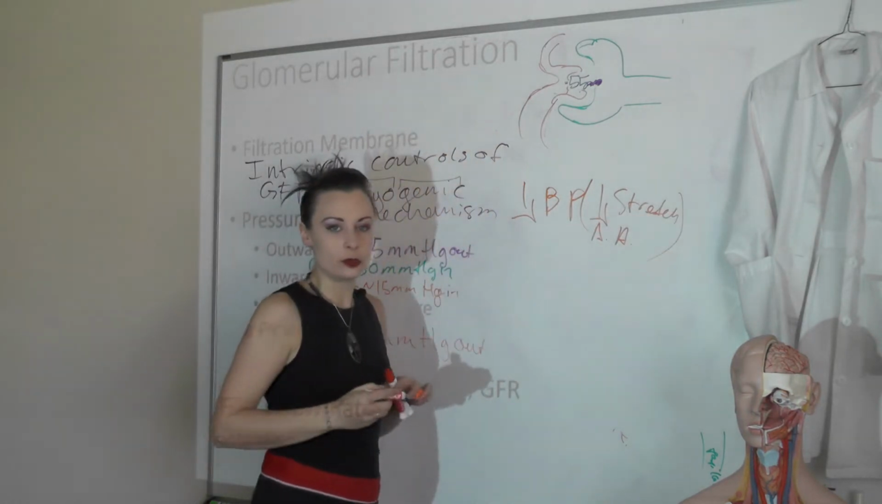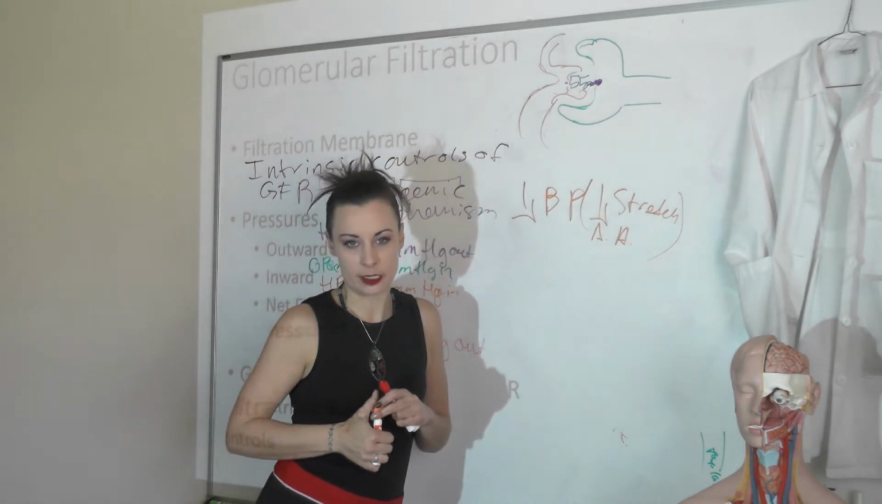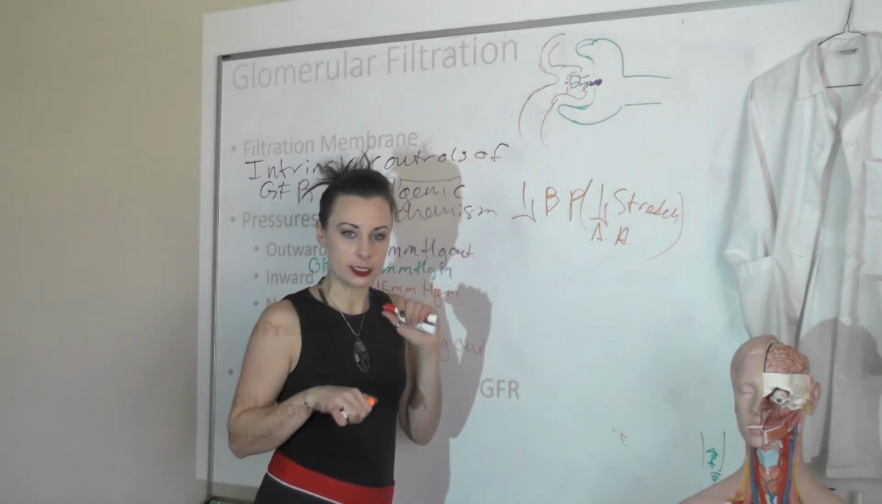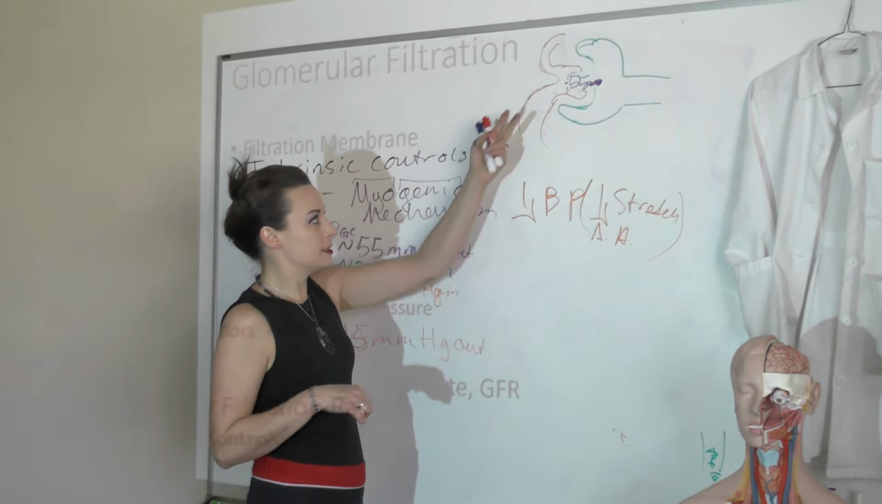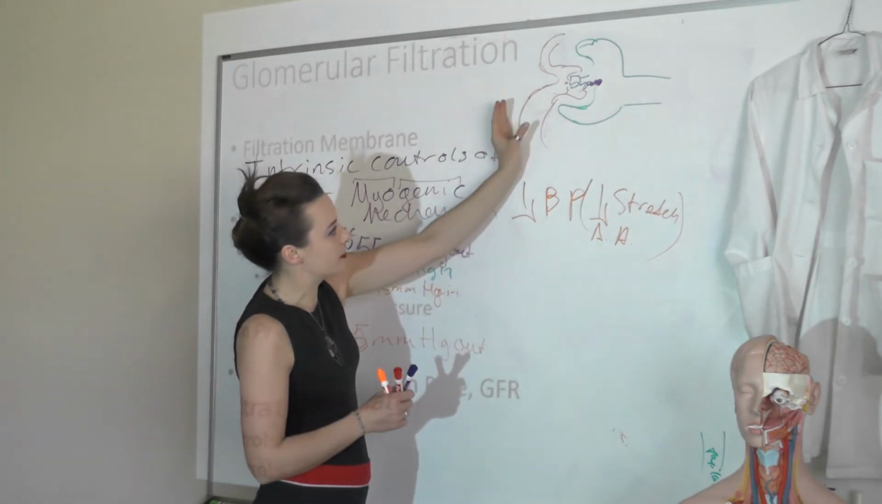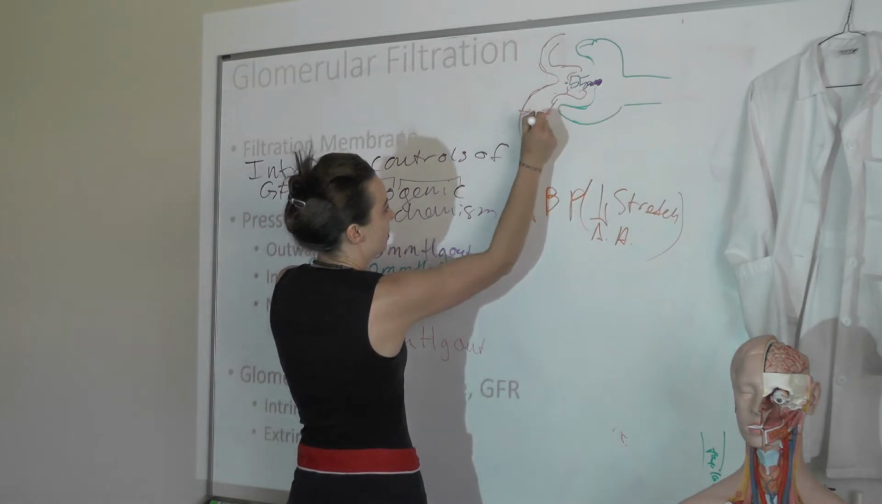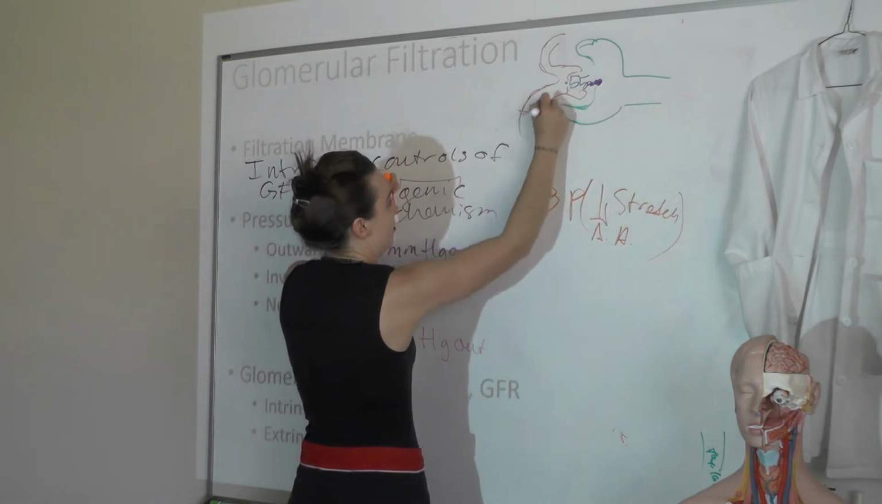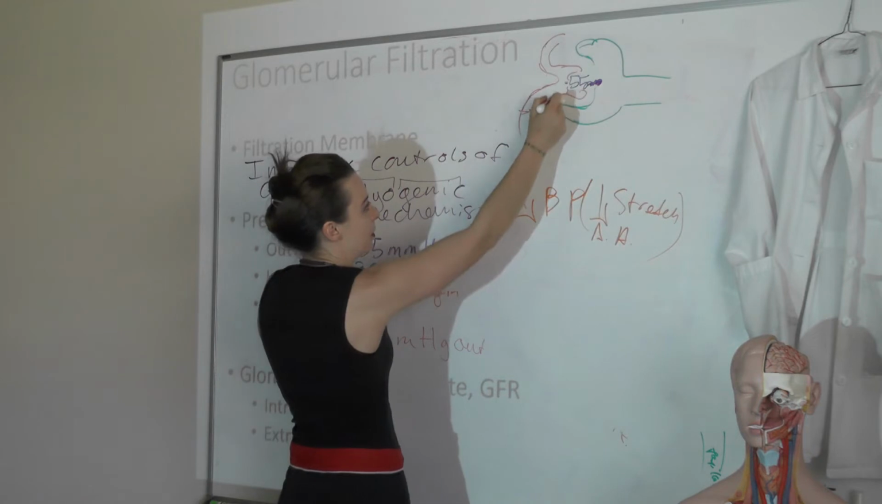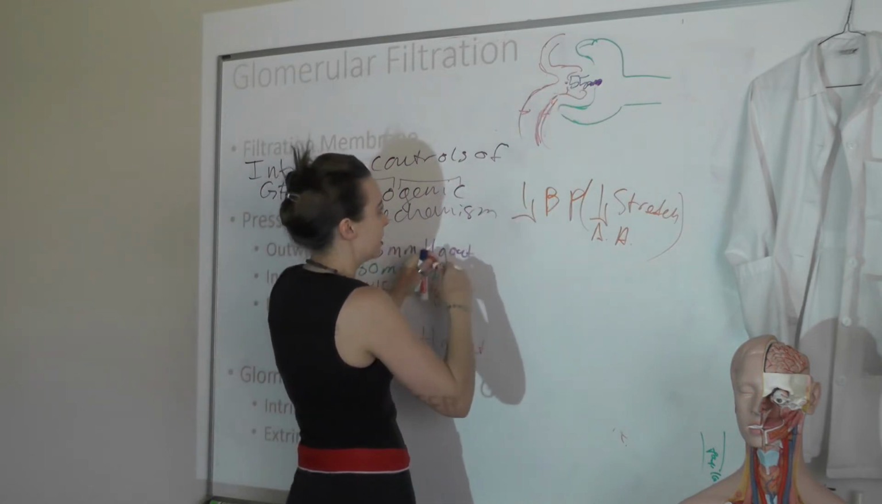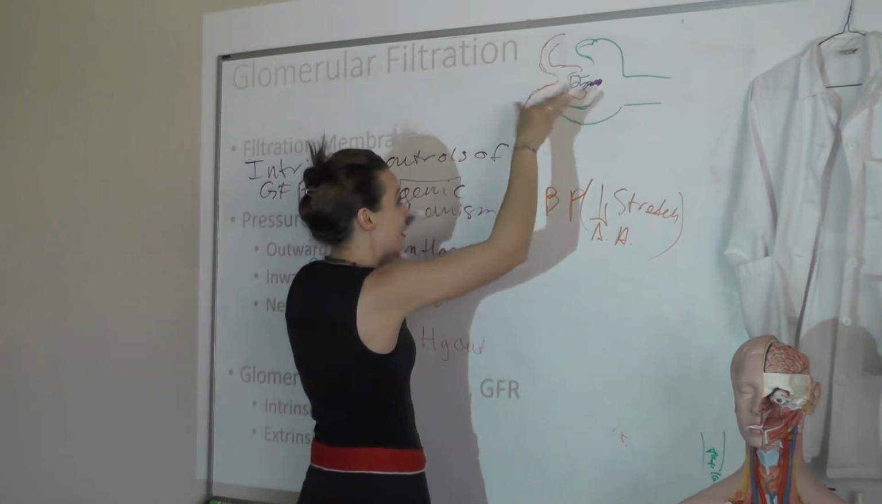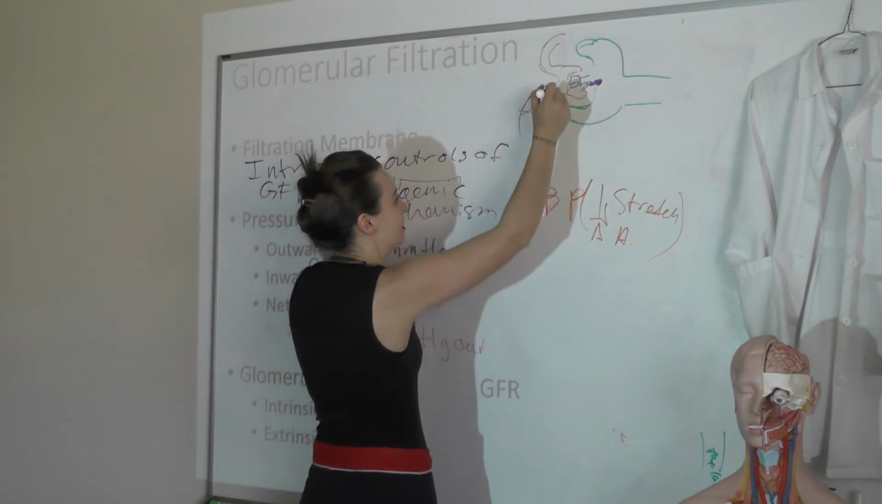So what is that going to do to my hydrostatic pressure in the glomerular capillary? Increase it or decrease it? It's going to decrease it, right? Because now I have a smaller difference between my afferent and efferent arteriole. So if I have a small drop in blood pressure, then I decrease this difference, and I decrease my hydrostatic pressure in the glomerular capillary.